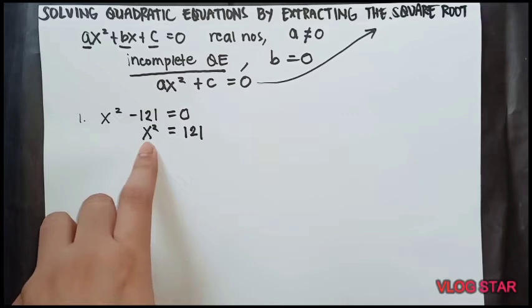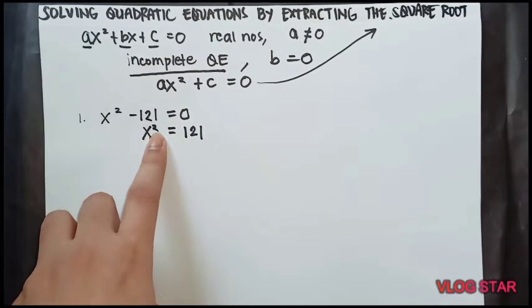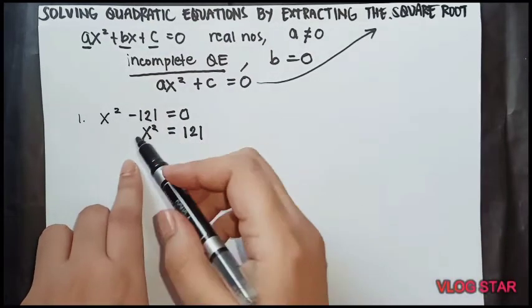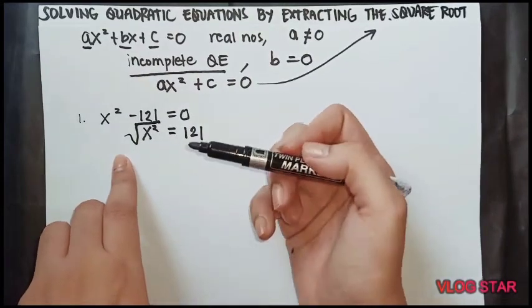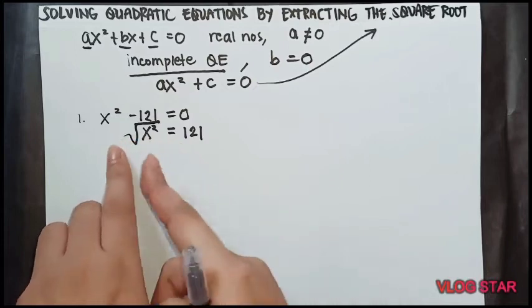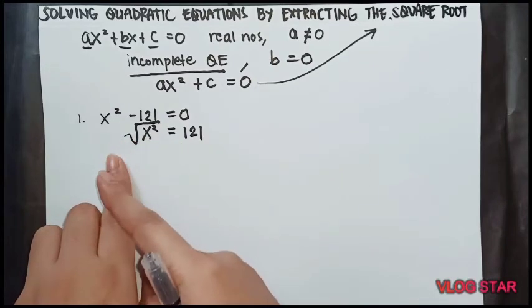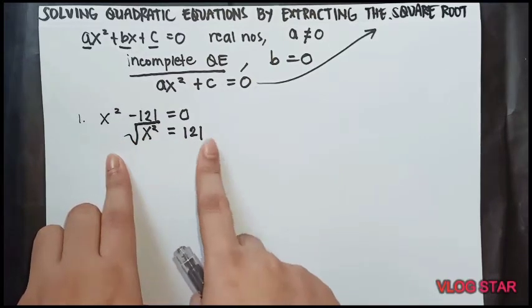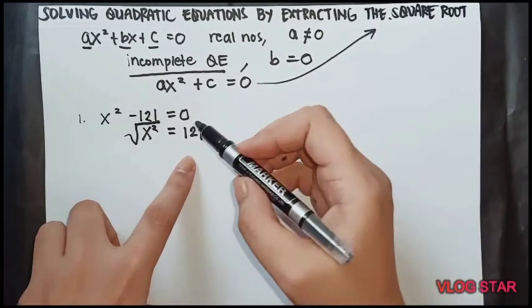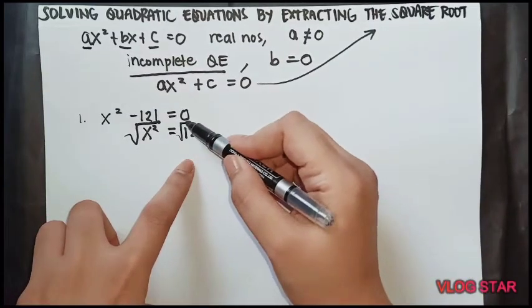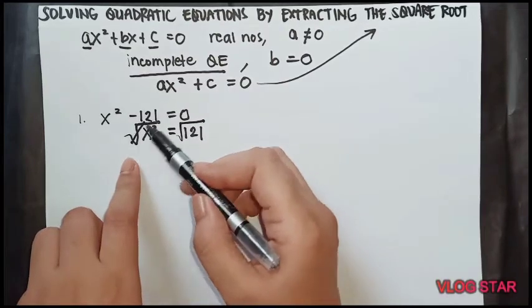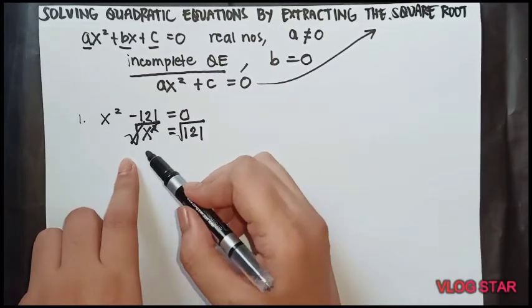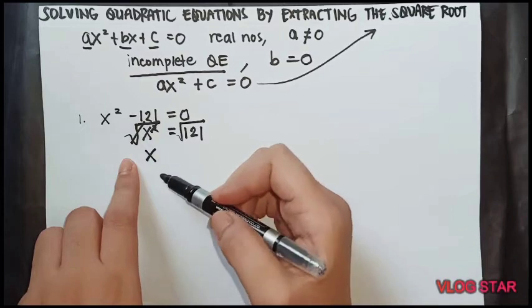From negative, this term will become positive because we move it to the other side of the equal sign. Since our x here has an exponent 2, to eliminate 2, we have to get its square root. And whatever we do on this side of the equal sign will be the same on this side of the equal sign. So it means we have to get the square root of 121. And then we can now cancel the radical sign and the exponent, and we could have here x.